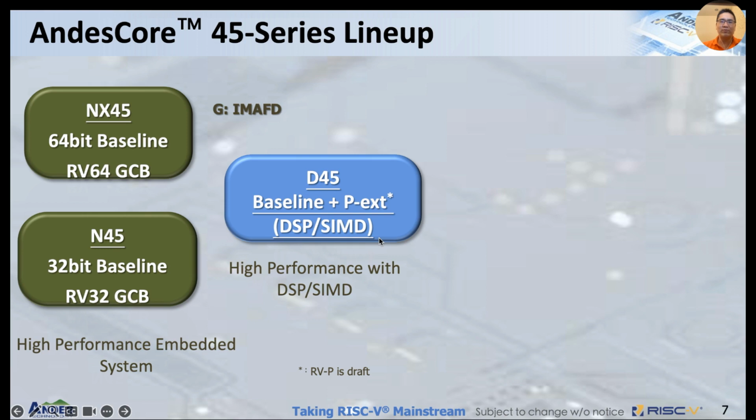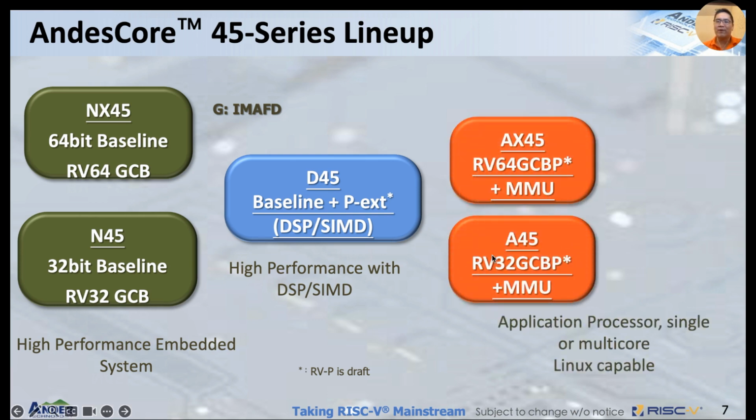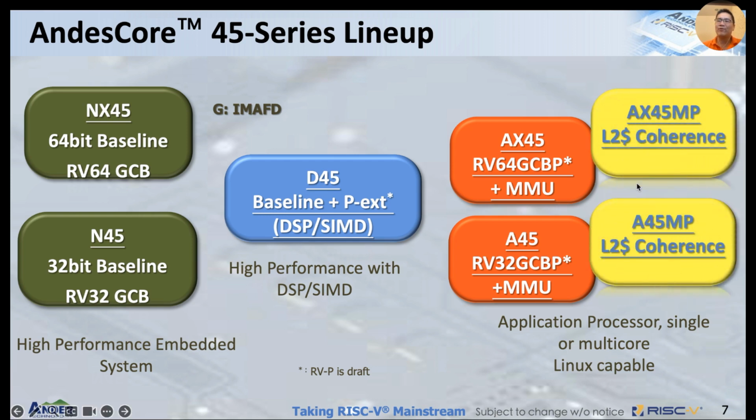And then D45 supports the P extension, which is in draft stage at RISC-V International. That supports the DSP and SIMD instructions. This is very useful for multimedia type of workload for video, image, and audio codec processing. And then we have the A45 and AX45, which support MMU to run a Linux operating system. And then we have A45MP and AX45MP, which support multiprocessing up to 8 cores in a cluster, and can optionally support level 2 cache in the cluster.